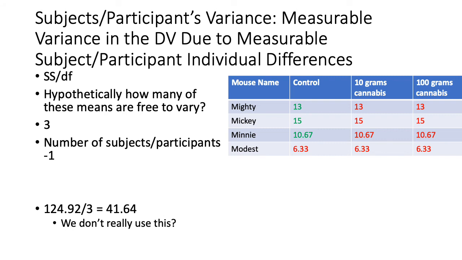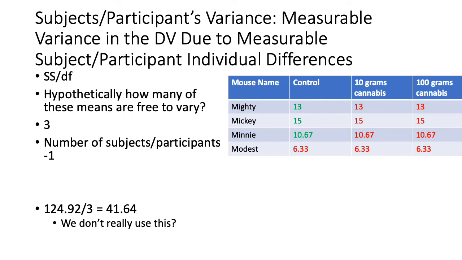So now we've moved on to our variance due to our subjects, individual differences in the dependent variable that we can measure. So we've measured our dependent variable. We have the same people in all the different conditions. We now know who sleeps more than others. And in that case, if we look at the data, we can see that Mighty sleeps more than Mickey. Well, actually, Mickey sleeps more than Mighty, who sleeps more than Minnie, who sleeps more than Modest. So all we're doing is trying to figure out the variation in the data, the variance, that's due to individual differences in sleeping behavior.